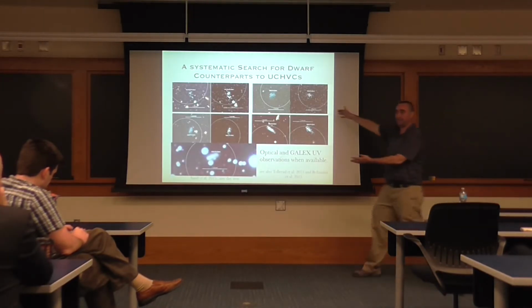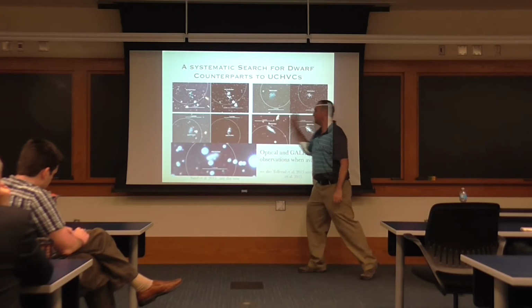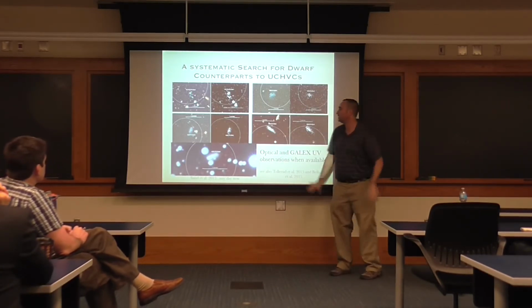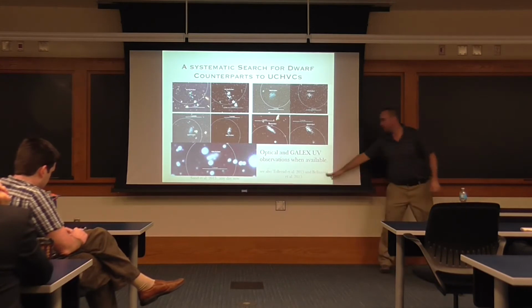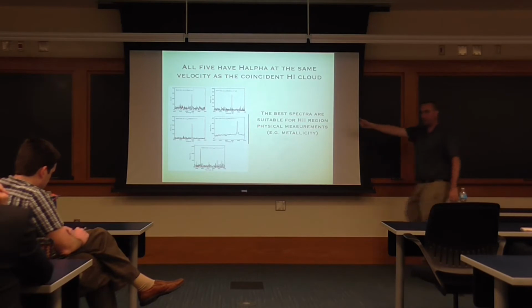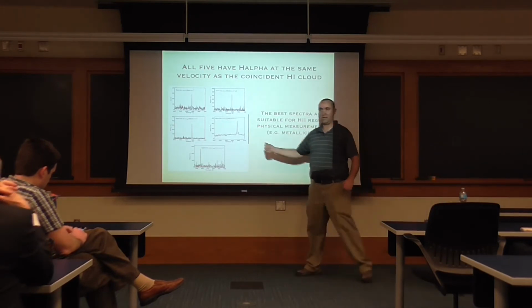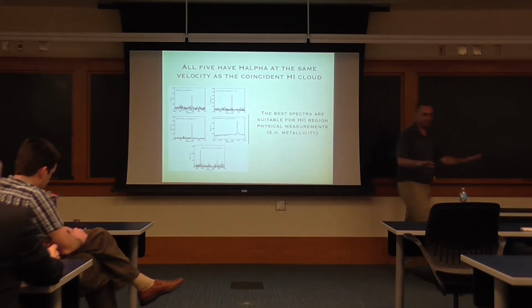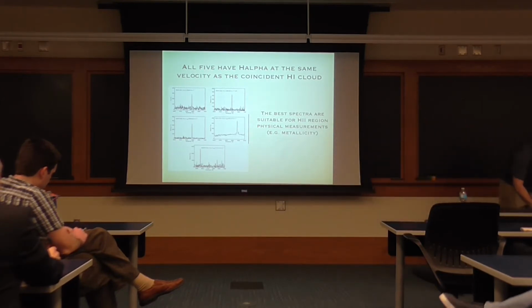And now we have a sample of these galaxies. Some of them have been found by other people, but we've just finished up the first systematic search of these things. Okay? These are the other guys who've looked as well. We have spectra of all 5 of them. They all have H alpha at the same velocity as the H1 cloud. Done. That seals the deal. The plan is to go back and get H2 region physical measurements of these things with spectroscopy.